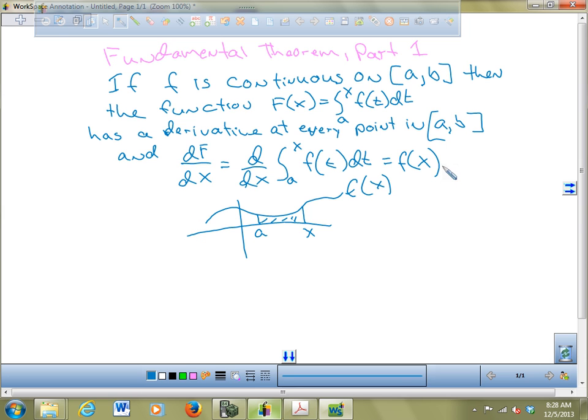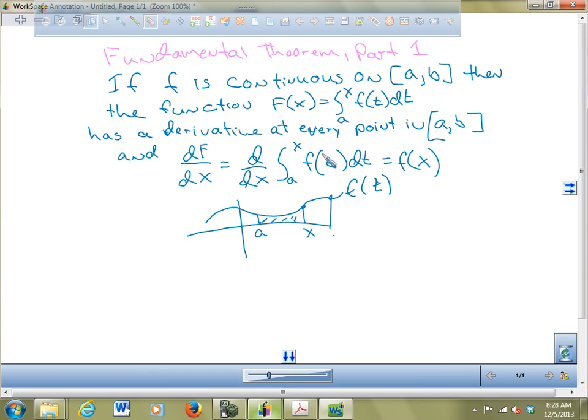Yes, sir? Did you say that one is f of t? Because you marked it as f of x. Oh, yeah, that should really be f of t. Yes, f of t. And then when I plug in x, I get out the value of the integral at that point x. And that value changes depending on where I go for x.